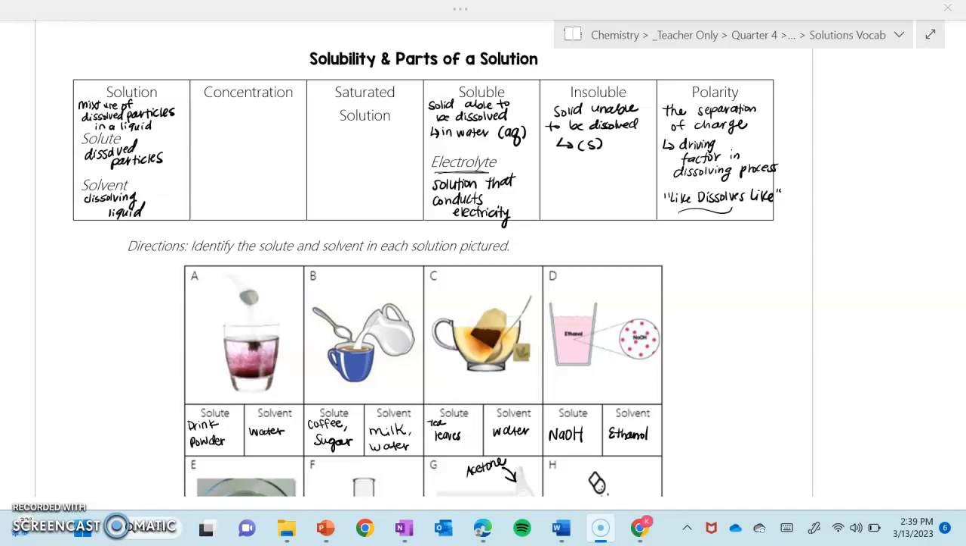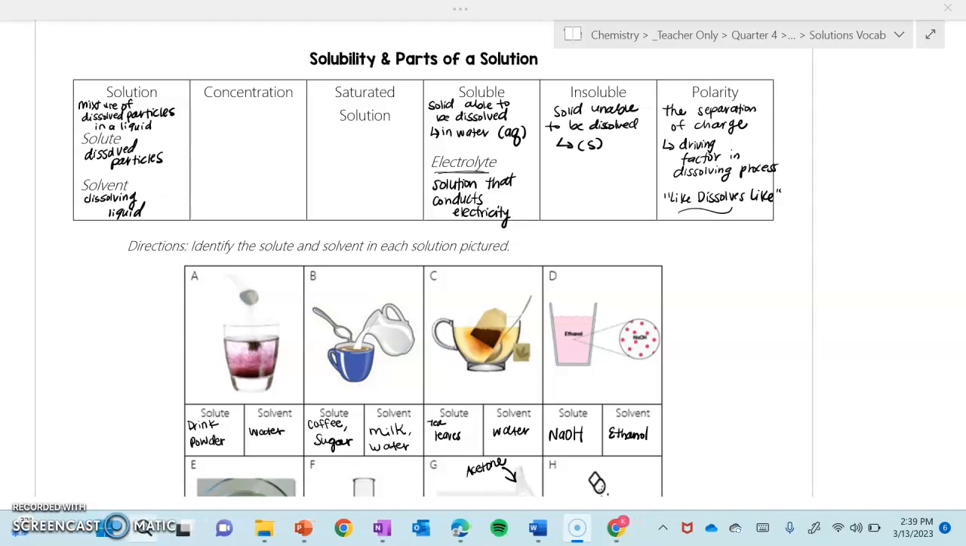Last video we talked about what solubility is and the different parts of a solution. Then we have solute, which is dissolved in the liquid, and the solvent is the liquid itself. Usually the solvent is water. However, there are other solvents because of course there are other liquids that you can put things in. So solute and solvent, and then how dissolving works.